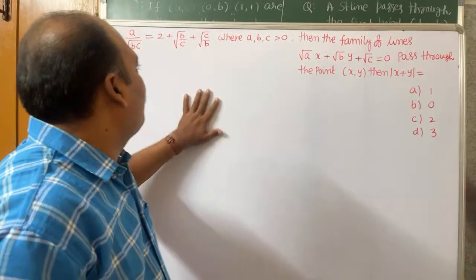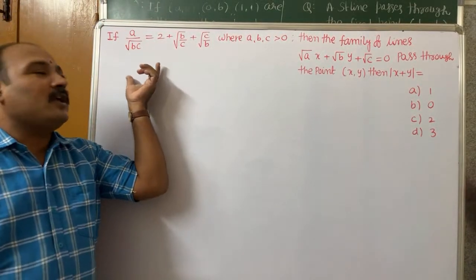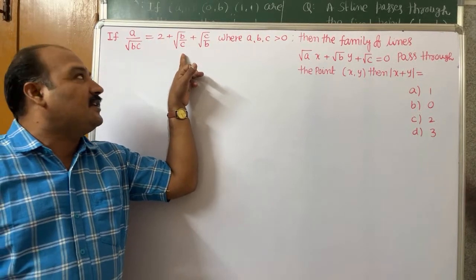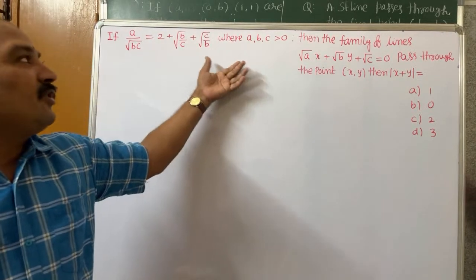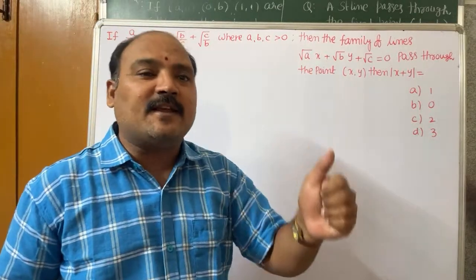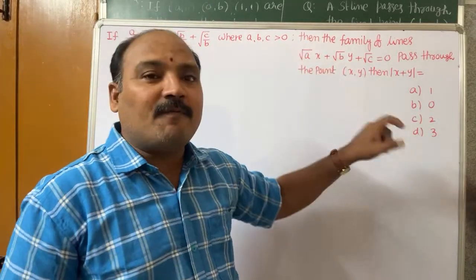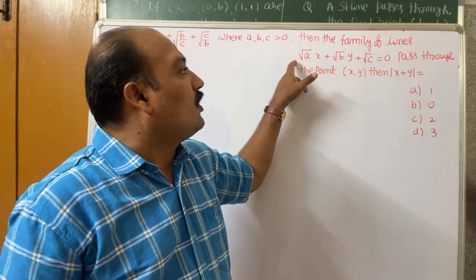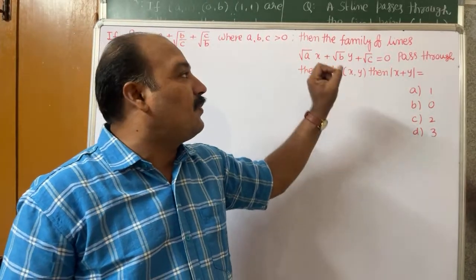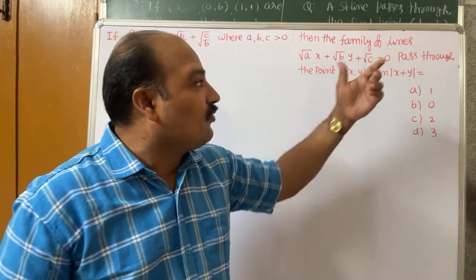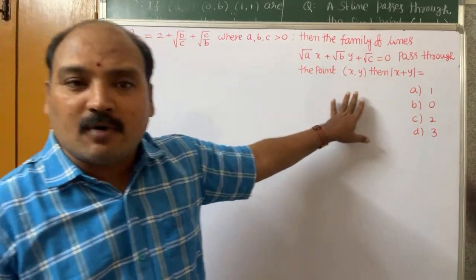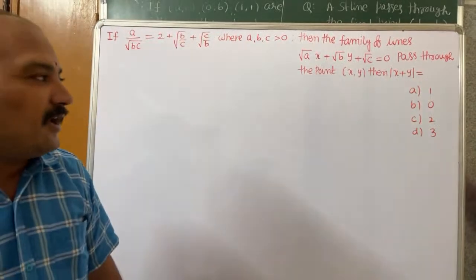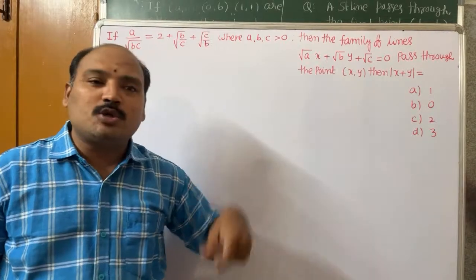The question here: if a by root bc is equal to 2 plus root b by c plus root c by b, where a, b, c are greater than 0, then the family of straight lines root a x plus root b y plus root c equal to 0 passes through the point (x, y), then mod xy equals? Options provided: 1, 0, 2, 3.